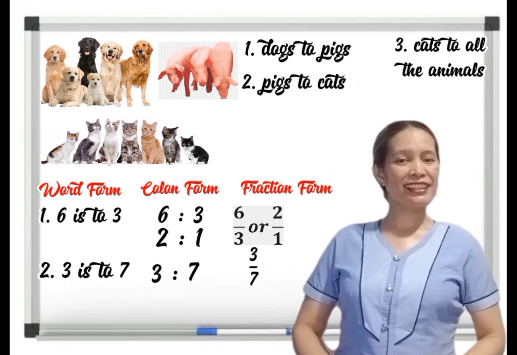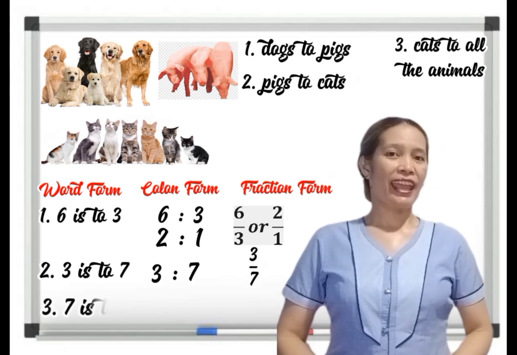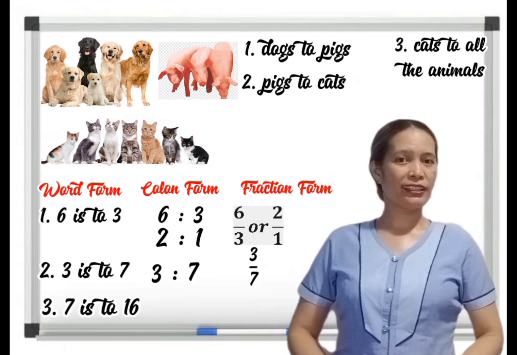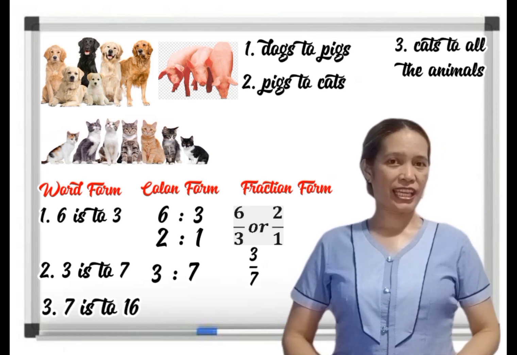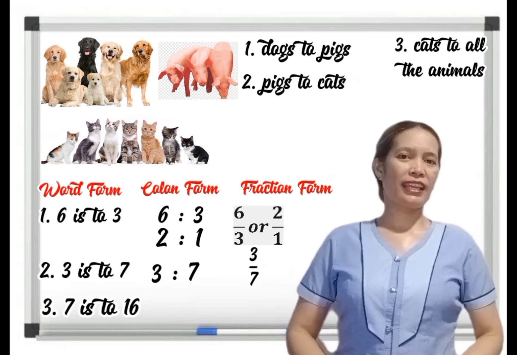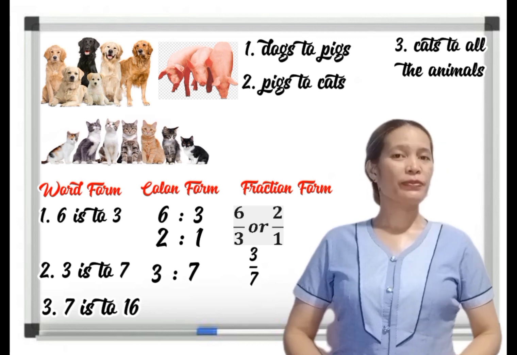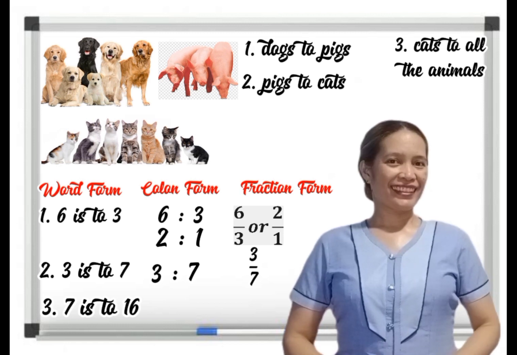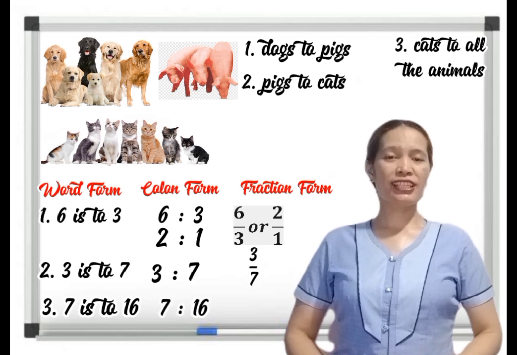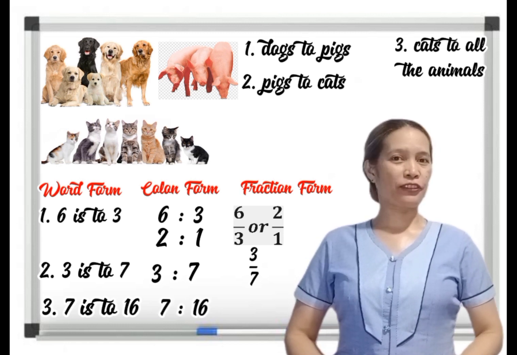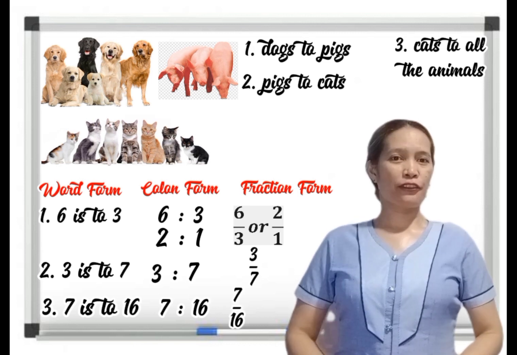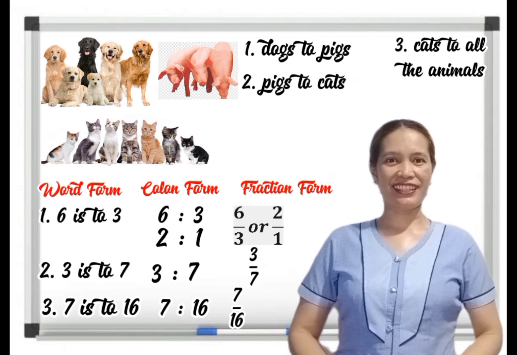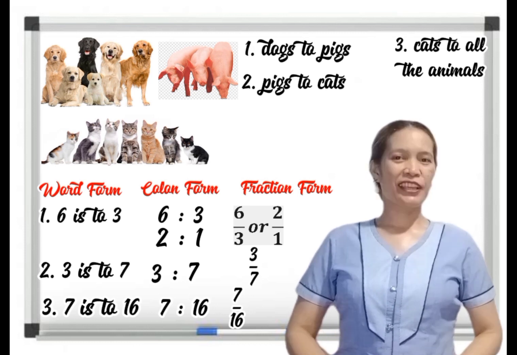Next, last one, the ratio of cats to all the animals. There are how many cats? There are 7 cats. And then, to all the animals, how many animals are there in all? There are 16. Okay, so that is 7:16. While in column form, that is 7:16. While in fraction form, 7/16. Okay, do you have the same answer? Very good.